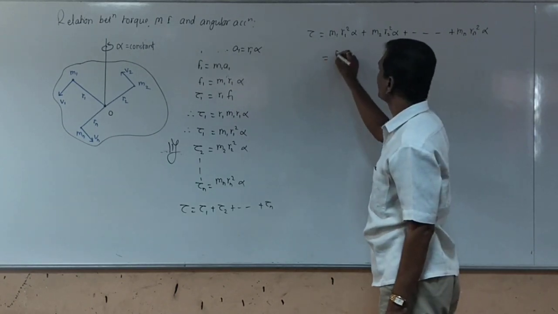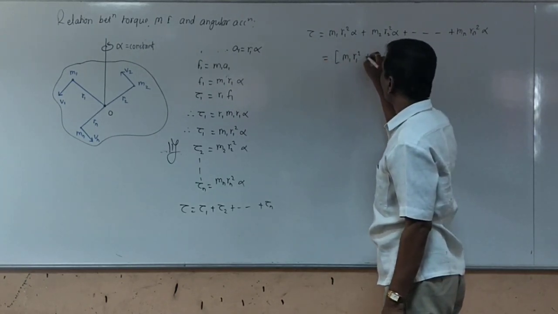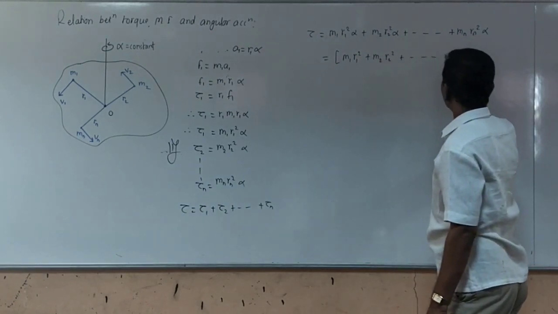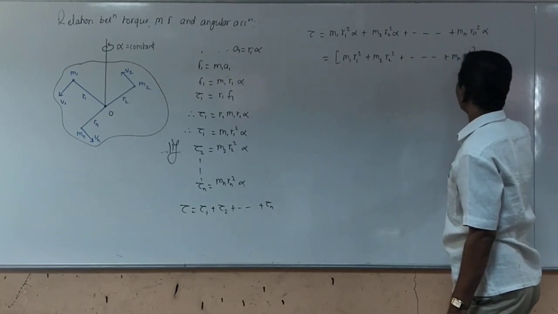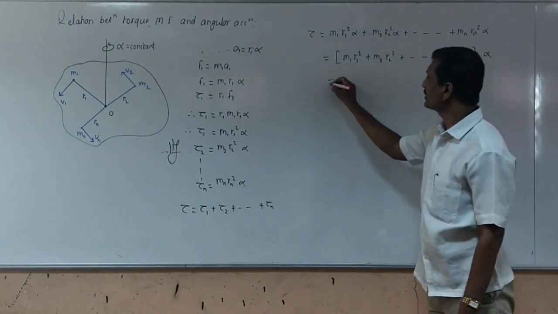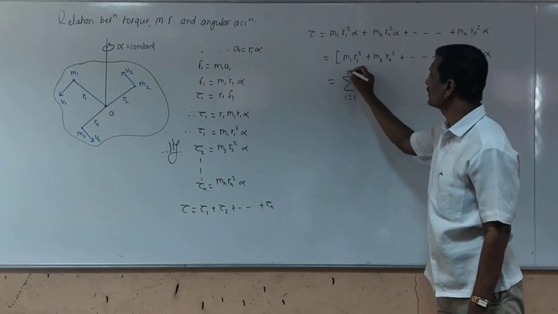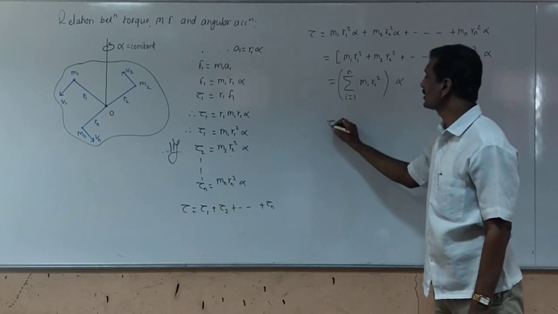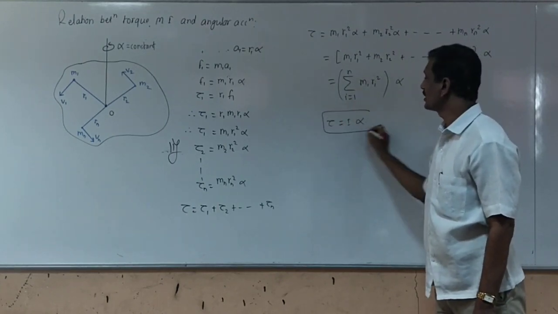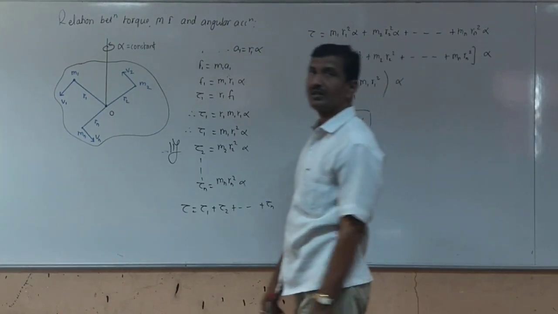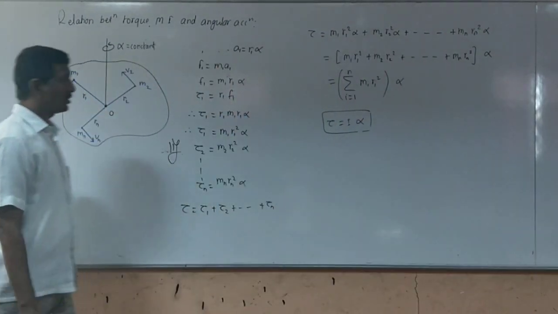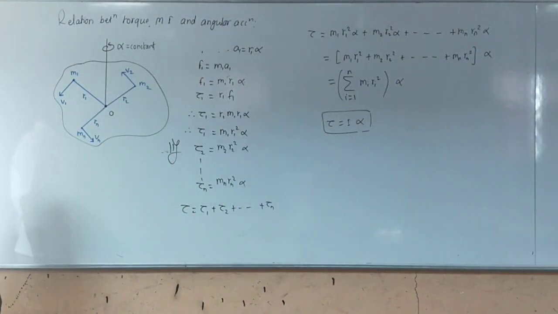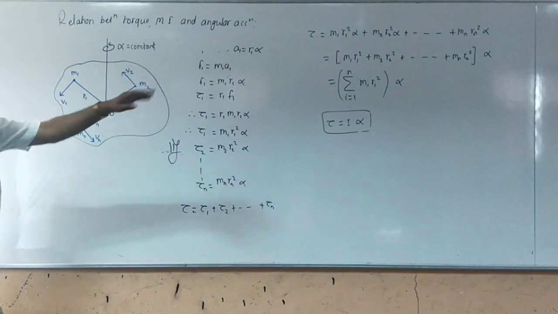Which is the common factor here? Alpha is the common factor. So in a bracket we get m1 r1² + m2 r2² + ... + mn rn², which is the summation over i = 1 to n of mi ri², multiplied by α. What is this? It is I. Thus we get τ = Iα. This is the proof of the torque relation τ = Iα. By analogy also, since F = ma, we get τ = Iα. That is from analogy, but here we consider the proof.